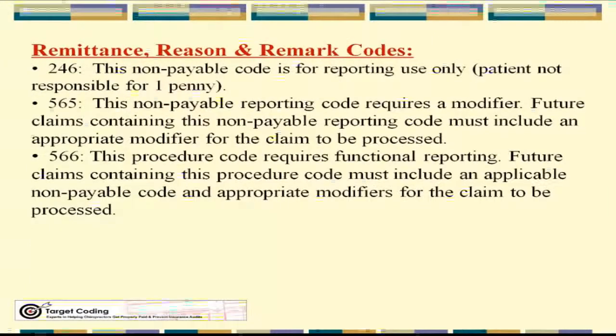A couple other things you should be aware of. You may be getting these remark codes, reason codes, remittance codes. 246, this is non-payable because it means that you had to bill a dollar amount because some software programs won't accept a $0 amount. These G codes, there's no charge. You should be putting $0. But some software programs don't accept it, so you have to put in 1 penny. You can't collect that from the patient. That's why you might get that 246 remittance. We have 565, this is non-payable.